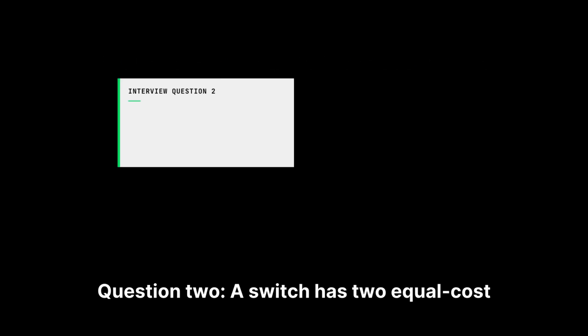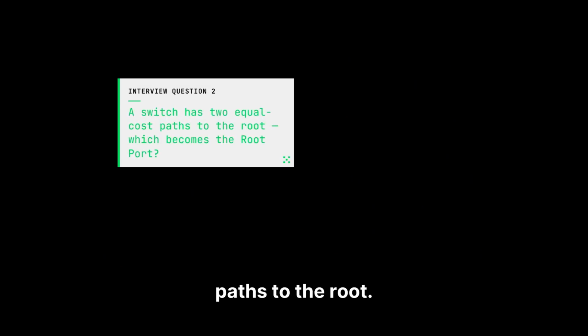Question 2. A switch has 2 equal cost paths to the root. Which one becomes the root port? We use tiebreakers in order. First, the switch looks for the lowest upstream or sender bridge ID. If those are also tied, the switch picks the path from the neighbor with the lowest sender port ID.